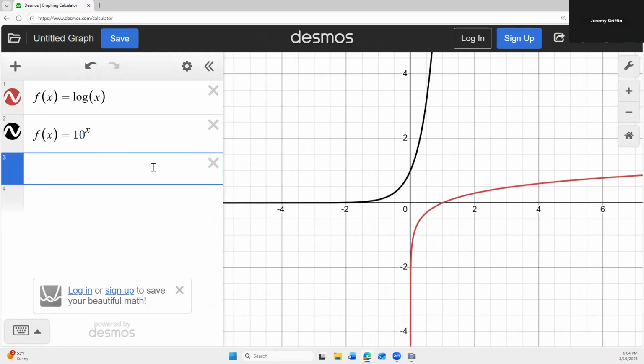One way to spot an inverse is that they flip over the line y equals x. Right? So like if this y equals x is a mirror, right? So these two other functions are mirrors of each other, right? Or if you swap the x and the y.